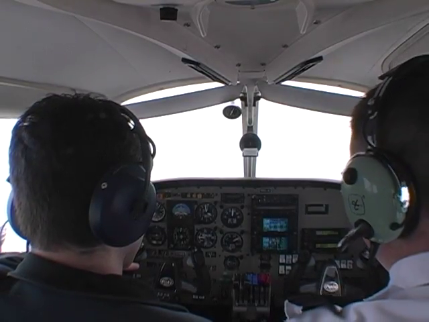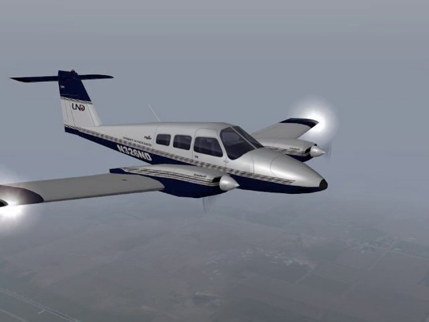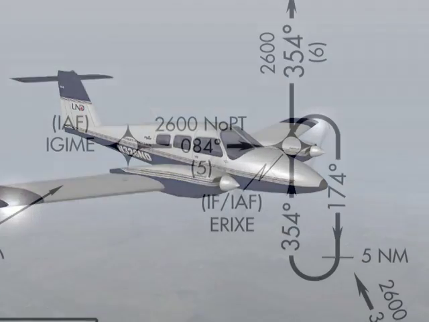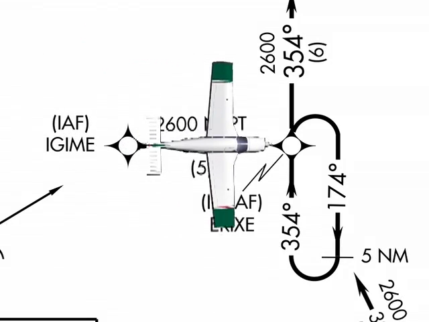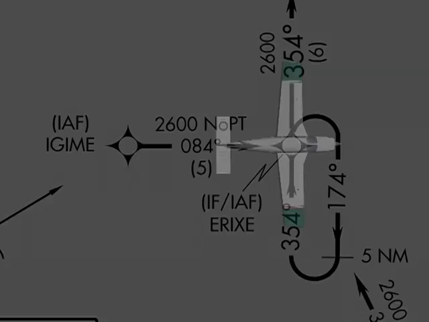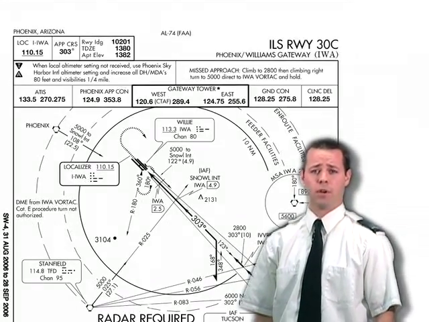Once the descent checklist has been accomplished, the aircraft is prepared for the initial approach segment. This segment is defined by the portion of the approach that is between the initial approach fix and the intermediate approach fix. The ILS approach at Williams Gateway has several initial approach segments.